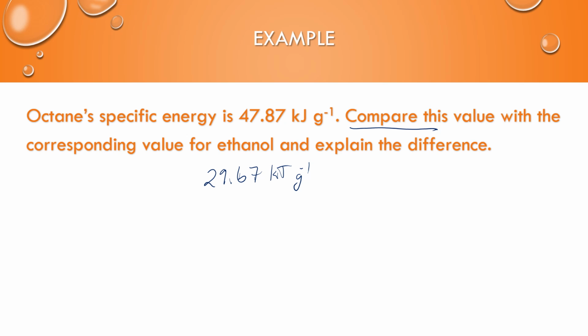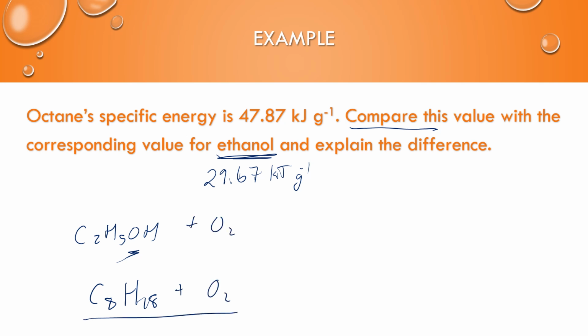And this is because ethanol is already slightly oxidized. So ethanol is C2H5OH. It has some of that oxygen in there. Octane is C8H18, which is completely reduced. When you go to combust either of these, you're going to be able to release more energy from the octane because it hasn't been oxidized at all already. Ethanol has already been oxidized somewhat. So when you go to combust it, it's not going to be able to release as much energy.